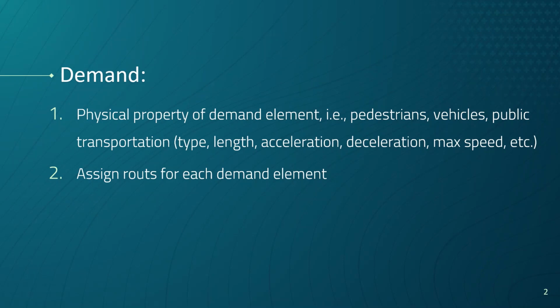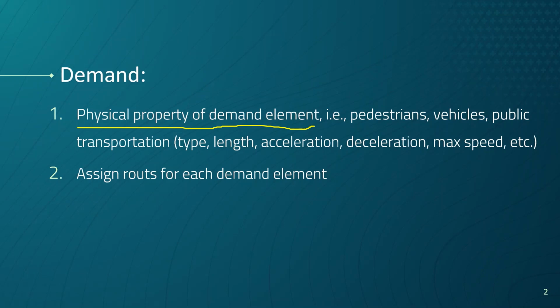Well, after creating your network topology, you can run it in SUMO GUI, but you'll notice no cars appear within it, so we need to define some kind of description about vehicles. In other words, we should define the traffic demand. In the traffic demand, you need to first determine the physical property of demand elements like their type, their lengths, acceleration, deceleration, maximum speed, and stuff like that.